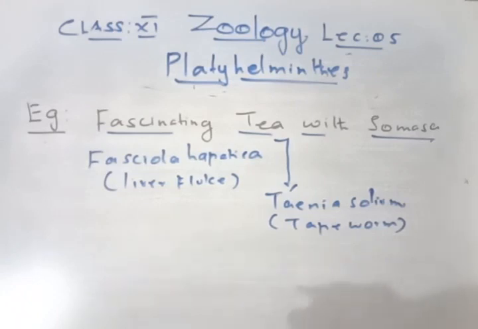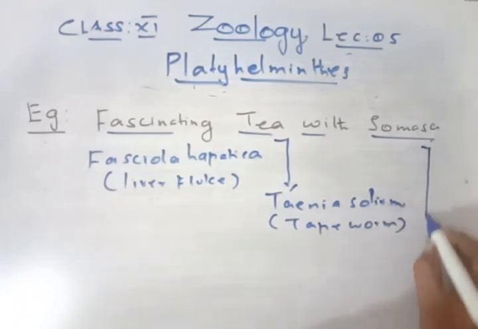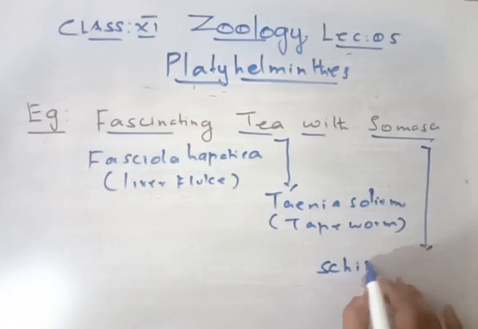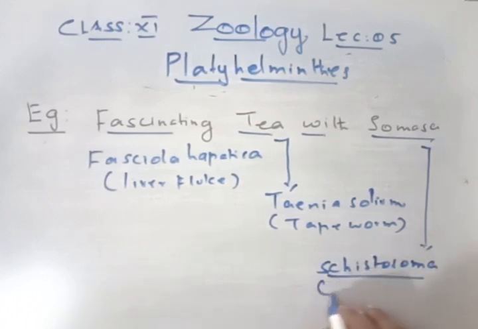Now here, this "somasa," you remember a word called Schistosoma. Schistosoma is also called blood fluke. Schisto means blood. So these are the examples that you can remember when you understand the statement "fascinating tea with samosa." So two phyla we discussed: one is the Ctenophora, another one is the Platyhelminthes.